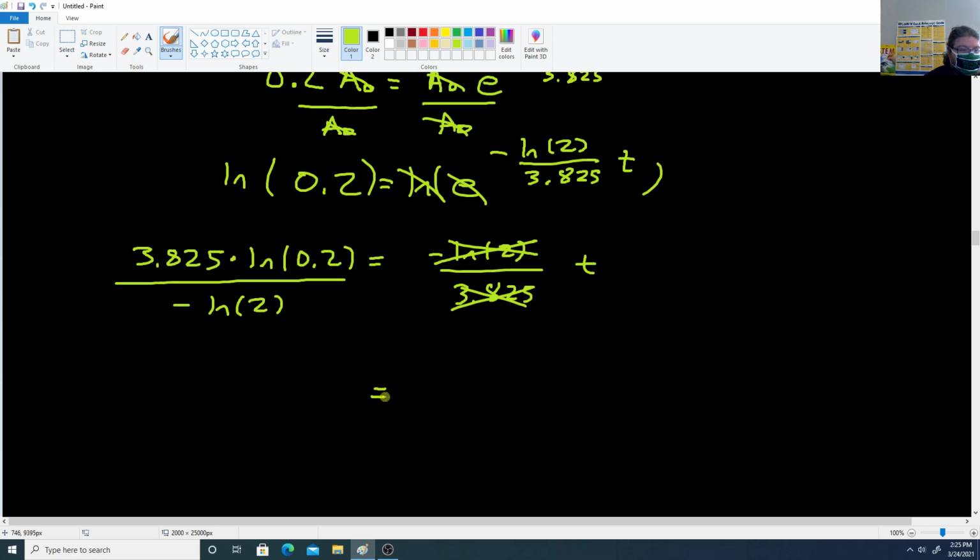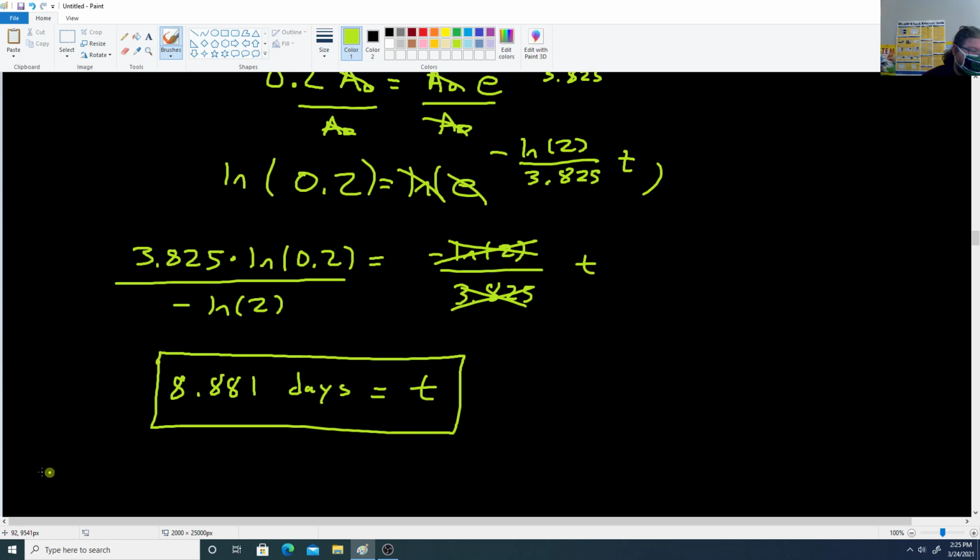Then we'll put this all in for our time. So we have 3.825 times natural log of 2, all that divided by natural log of 0.2, all that divided by negative natural log of 2. And that'll equal about 8.881 days. So that's how long it'll take to decay down to where 20% is still radioactive.